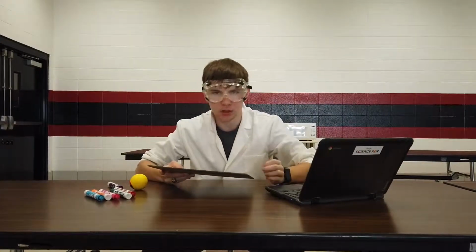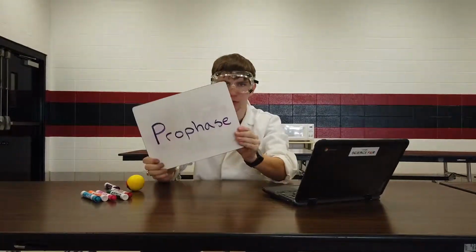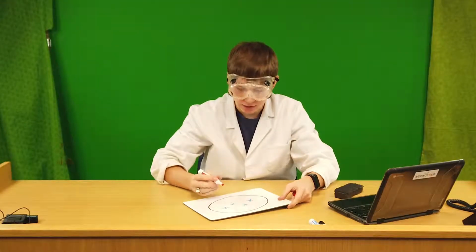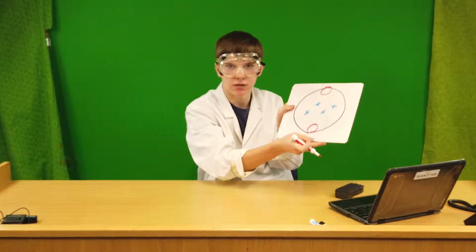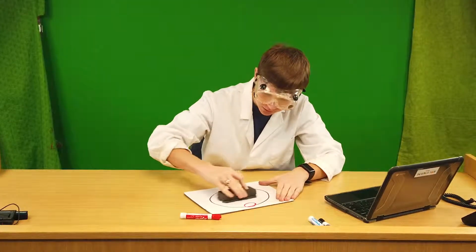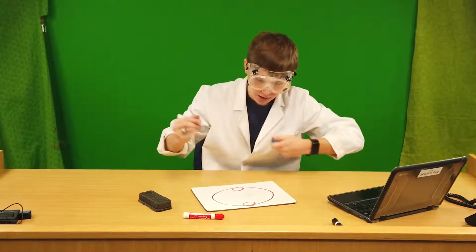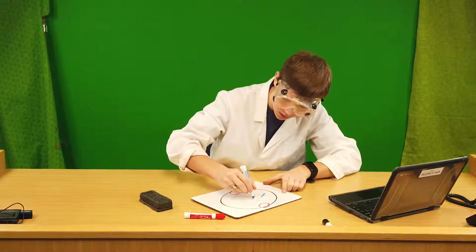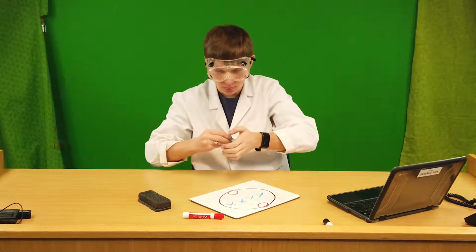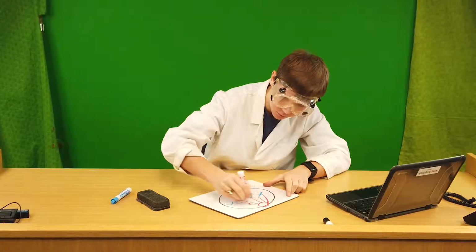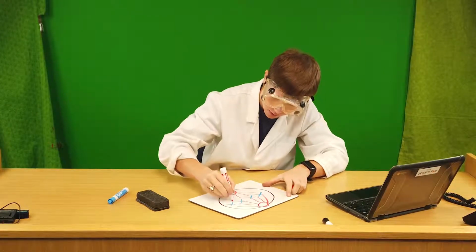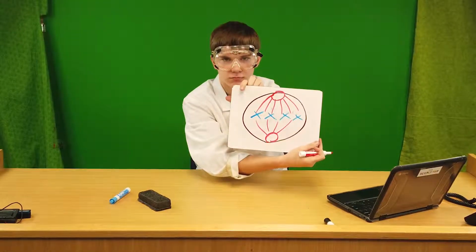Now there are 4 parts to mitosis. First, prophase, metaphase, anaphase, and telophase. Now in the first step, prophase, the centrioles, marked in red, move to the 2 sides of the cell. Next, in metaphase, the chromosomes line up in the middle of the cell, and the mitotic spindle reaches out and connects to them, like so.